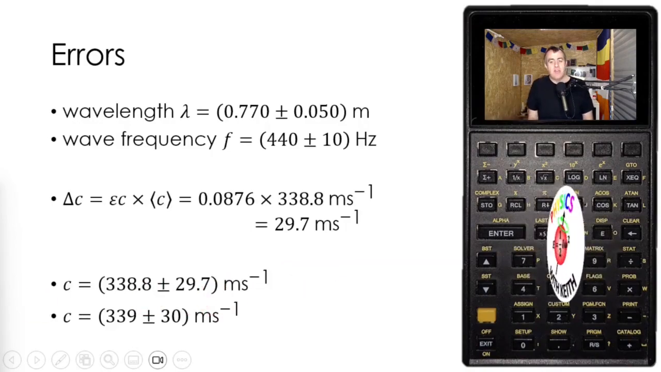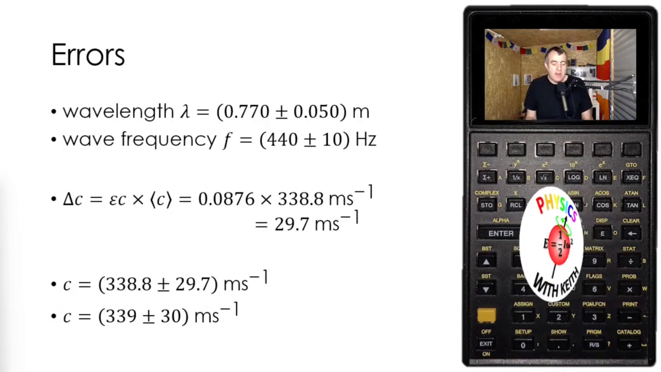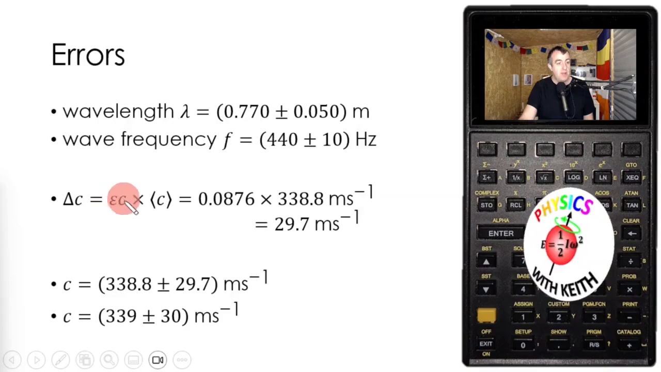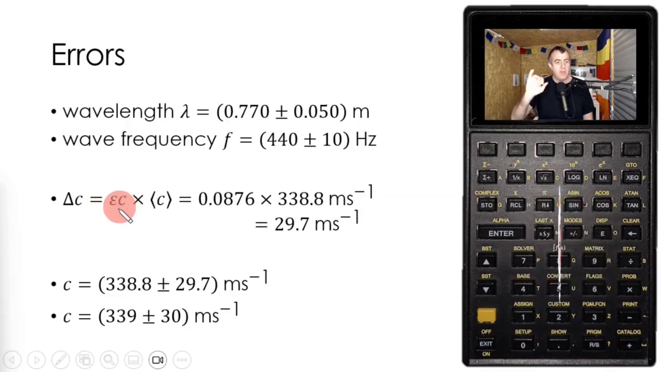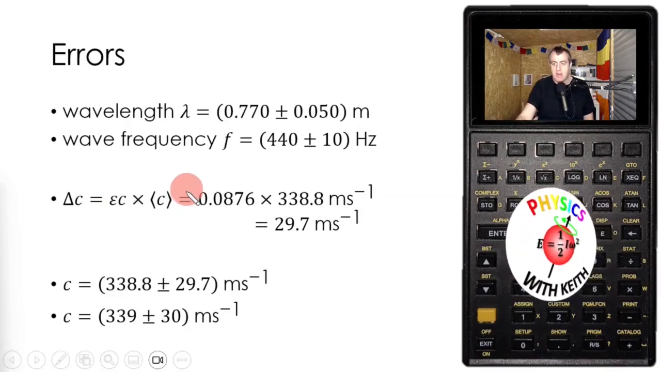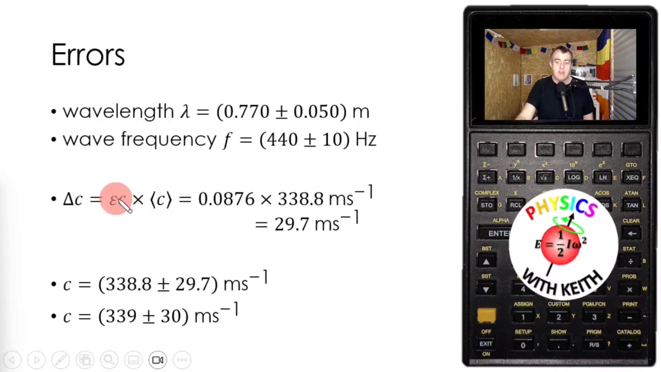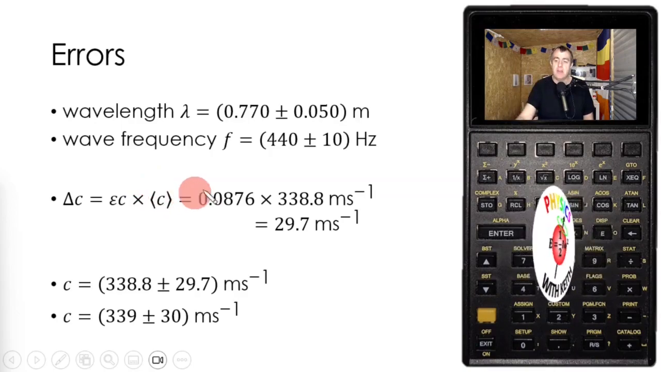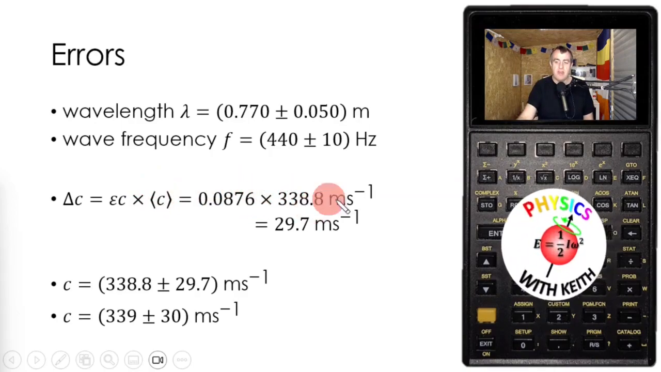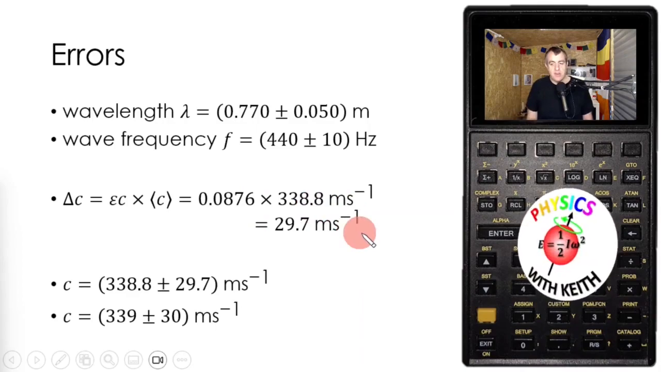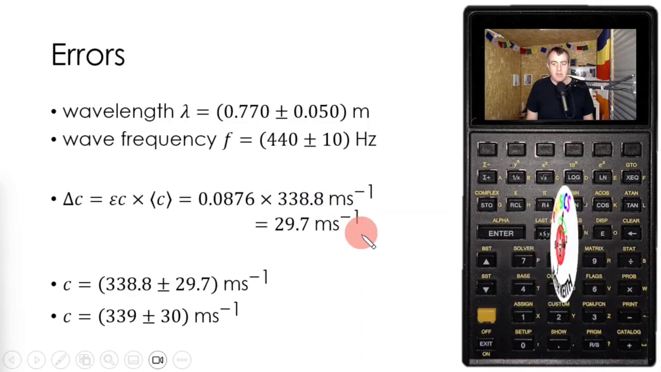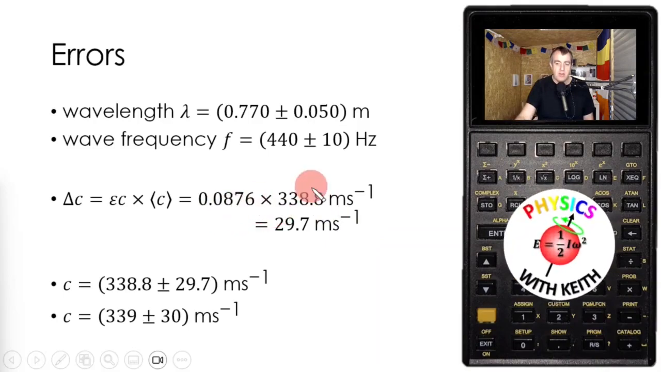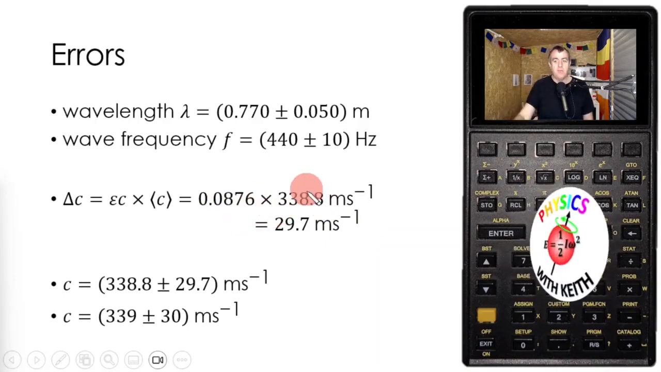So here's our absolute uncertainty in C. What we've done is the conversion that we had before to calculate the relative uncertainty, we've simply rearranged that algebraically. So the relative uncertainty multiplied by the mean wave speed, which is this multiplied by that, is going to give us the absolute uncertainty in wave speed, 29.7 meters per second. Notice I'm using unrounded values and rounding afterwards.